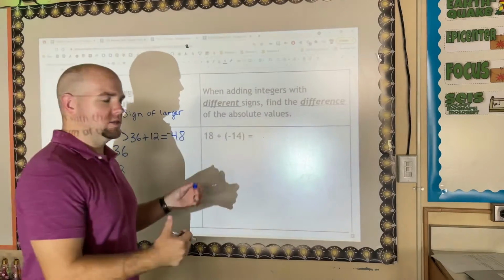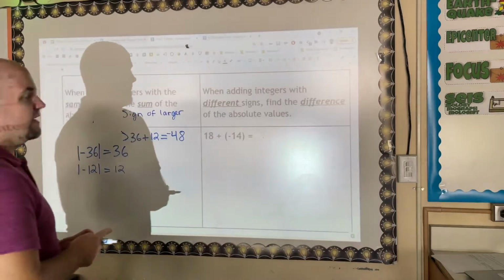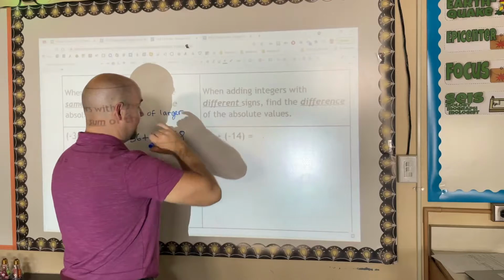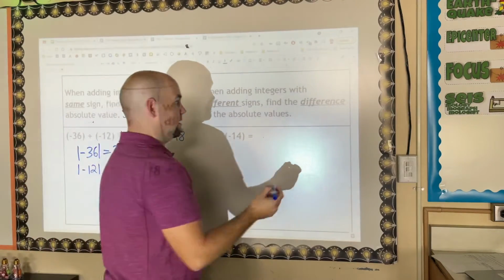It's so good that I'm writing these, so even though I didn't type it there, you can write that in there. You take the sign of the larger one. Yes, I forgot. When adding integers with different signs, find the difference of the absolute values. And again, sign of the larger one.